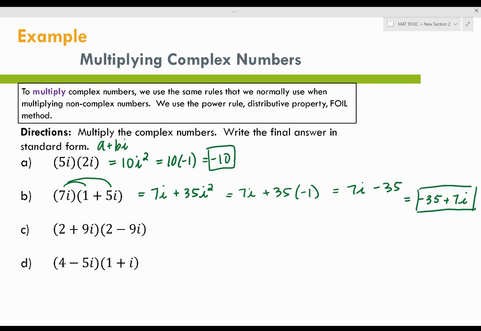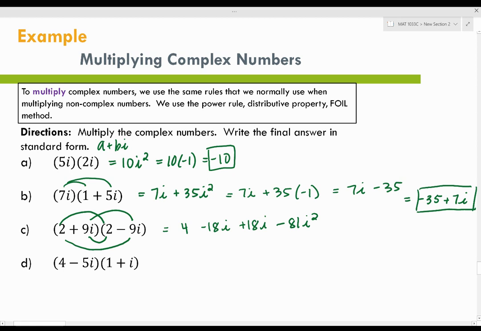So C, we have 2 terms times 2 terms is what it looks like. So anytime we have a situation like that, we're going to use FOIL. Remember, FOIL stands for first, outside, inside, last. So we're going to multiply our first terms together. So 2 times 2 is 4. We're going to do our outsides. 2 times negative 9i is negative 18i. We're going to multiply the insides. 2 times 9i is 18i. And 9i times negative 9i, that's negative 81i squared.